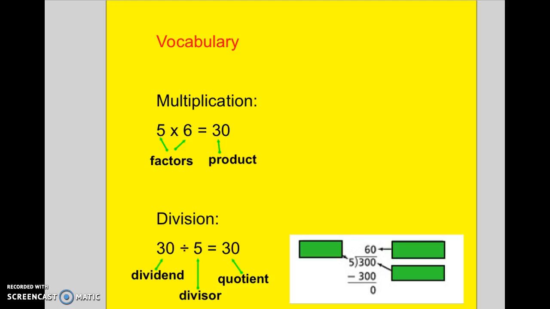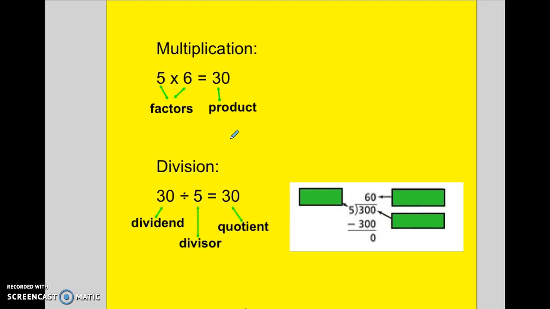First, let's look at those vocabulary words. In multiplication, the two numbers that we multiply together are called our factors. The answer to a multiplication problem is our product. The same thing goes with division. With division, the number that we're dividing into is called the dividend, and the number that's actually being divided into the dividend is called the divisor. And our answer is the quotient.